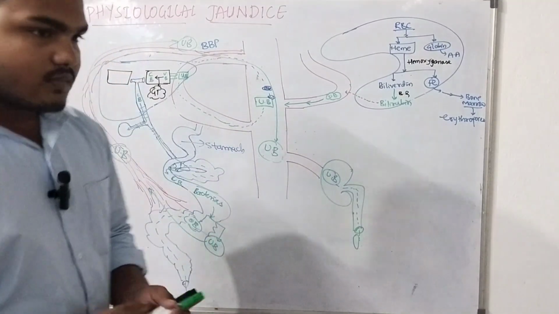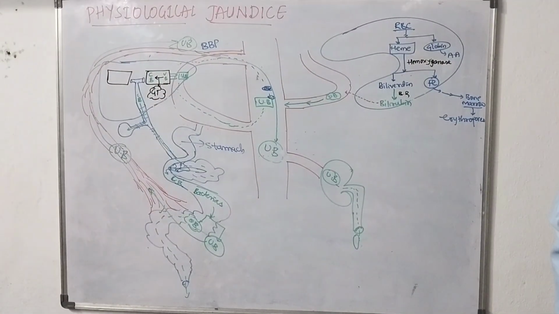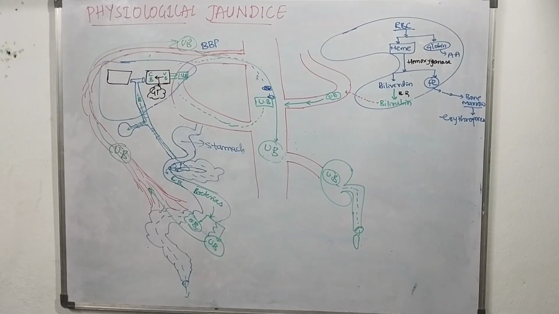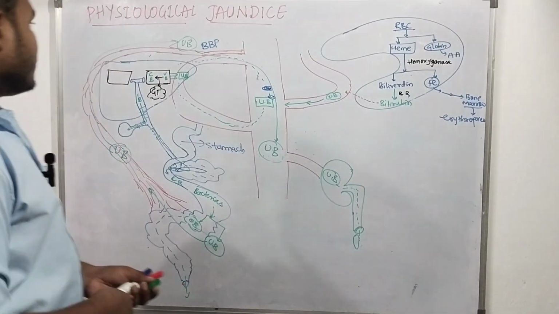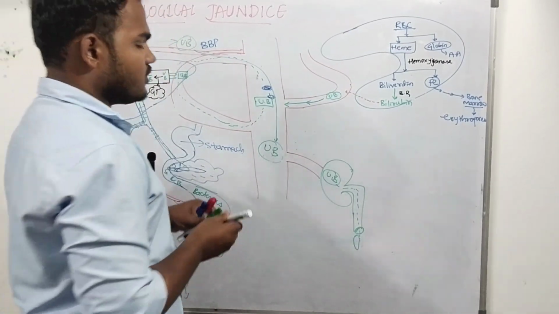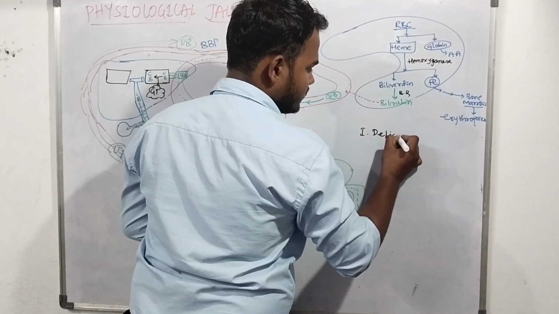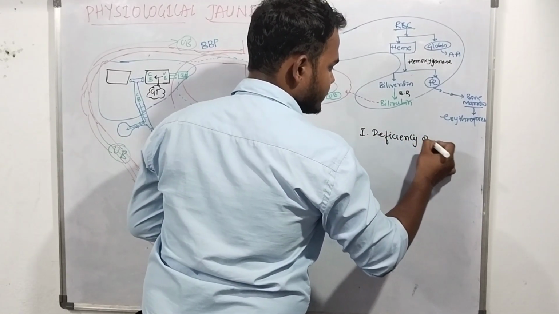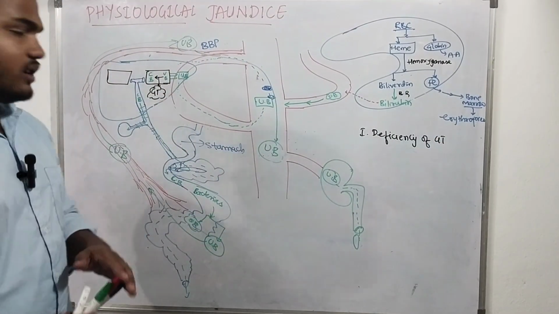Okay, here let me note here. Okay, yes, sorry. Now the first condition in the neonate is a deficiency of GT. Okay, in neonates the liver is not mature, that is, the liver is immature.